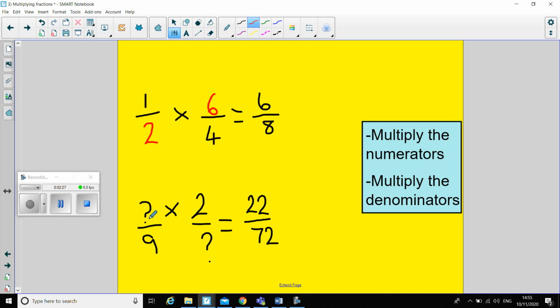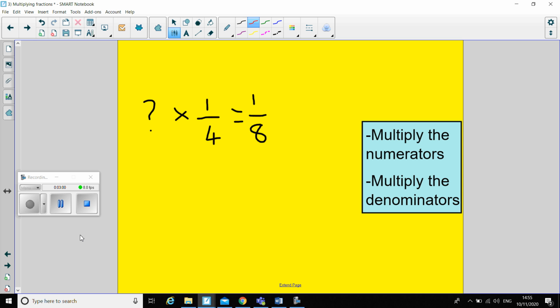Okay, hopefully you did something times 2 gives 22, and that would be 11. And 9 times something gives the answer 72. And hopefully you got the answer 8 for that. So overall the answer is 22/72.